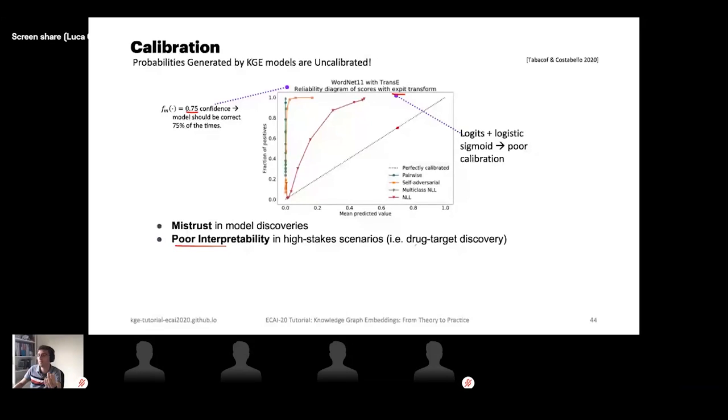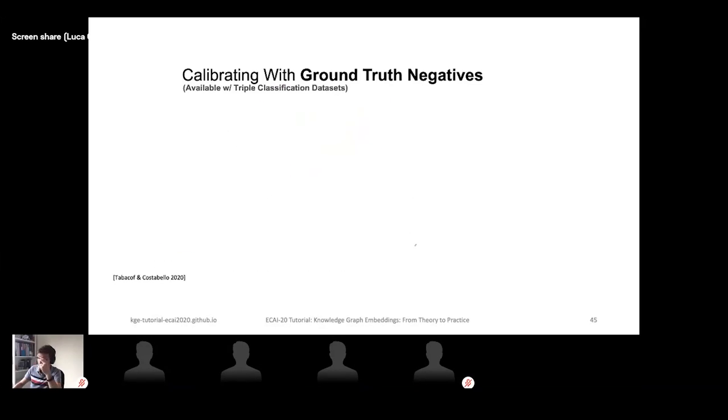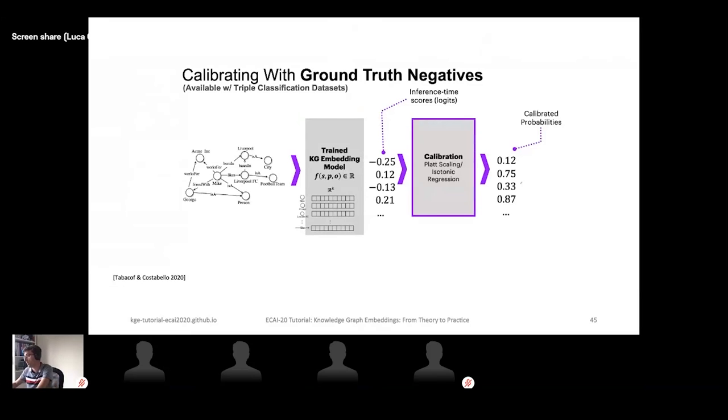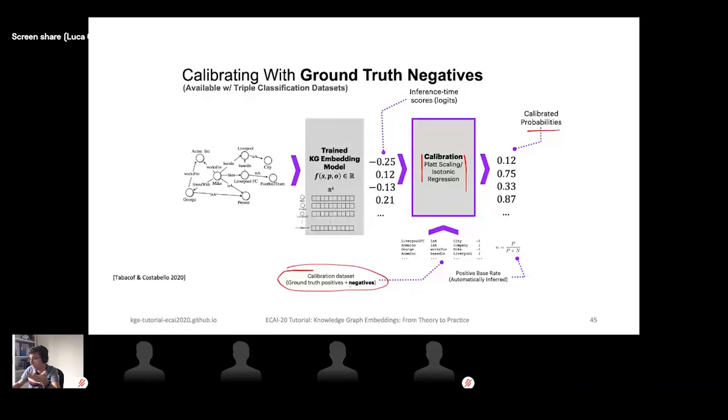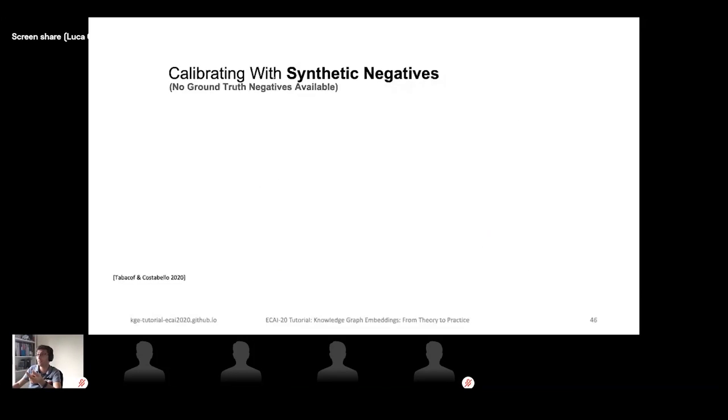So we can ask ourselves, can we calibrate these models, right? And how can we do that without using negatives? We recently published a paper that shows that plugging in an off-the-shelf calibration technique leads to calibrated probabilities, right? And this is all quite simple when we have a data set made of ground truth positives and negatives, right? Because in some cases we are given negatives, especially in some niche applications. For example, thinking about specific cases of protein networks in medical literature, there are data sets of ground truth false facts, right? But in most cases, we do not have negatives, right? So no ground truth negatives are available, which is what happens most of the time.